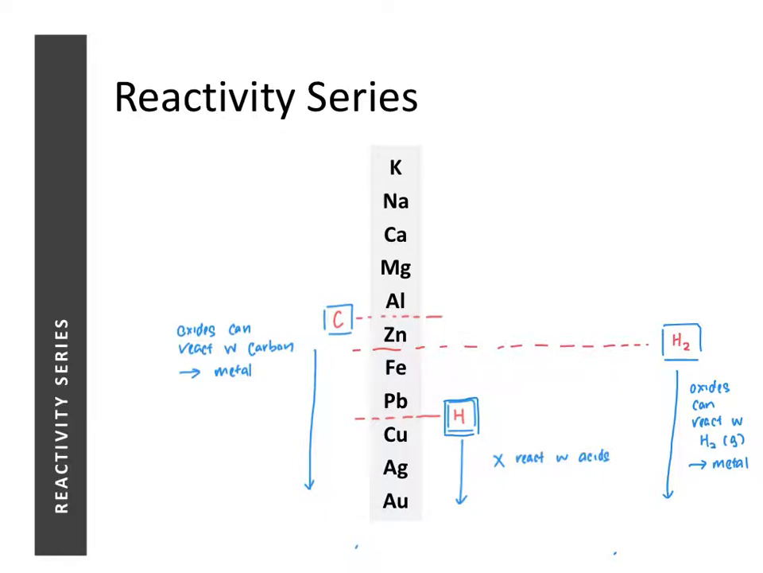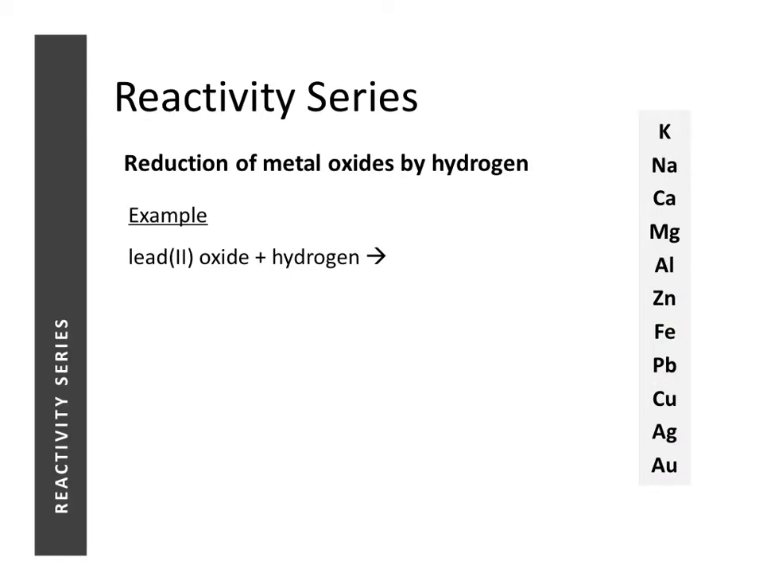Alright, so please take note of the positions of these two markers and what each marker indicates. The H marker in the reactivity series tells you which metals can react with acids and which metals cannot react with acids. The H2 marker in the reactivity series tells you whether the oxide of the metal can react with hydrogen gas to produce the metal. So this is an example of what the H2 marker can help you with. So let me draw in the H2 marker. The H2 marker is over here.